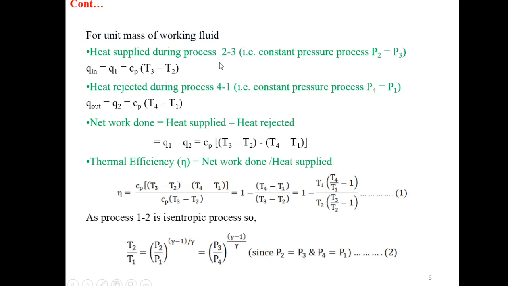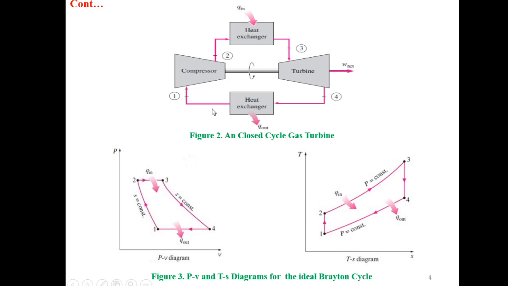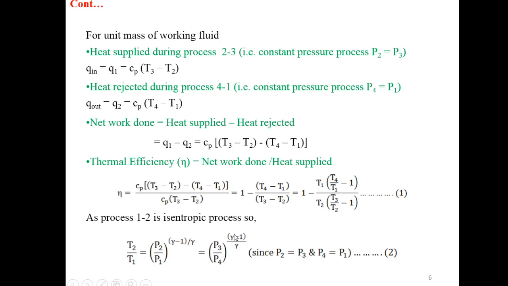So we know that heat supplied at constant pressure, per unit mass, will be equal to Cp (T3 minus T2), where Cp is the specific heat at constant pressure. Heat ejected during the process 4-1, that is a constant pressure process, P4 equal to P1. This is 4-1, heat ejecting at constant pressure. You can see we have taken this horizontal line 4-1. The formula, in terms of per unit mass, is Cp (T4 minus T1).